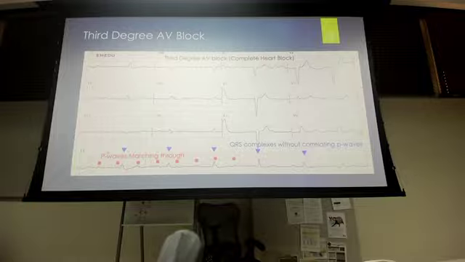So we have independent depolarization of the atria and the ventricles, where our P waves are all marching out regularly, and then our QRS complexes, if you march these out, they also measure out regularly. They're not talking to each other. So you have your P's, and you're not really having missed QRS complexes here, they're just delayed because of the fact that they're not talking to each other.